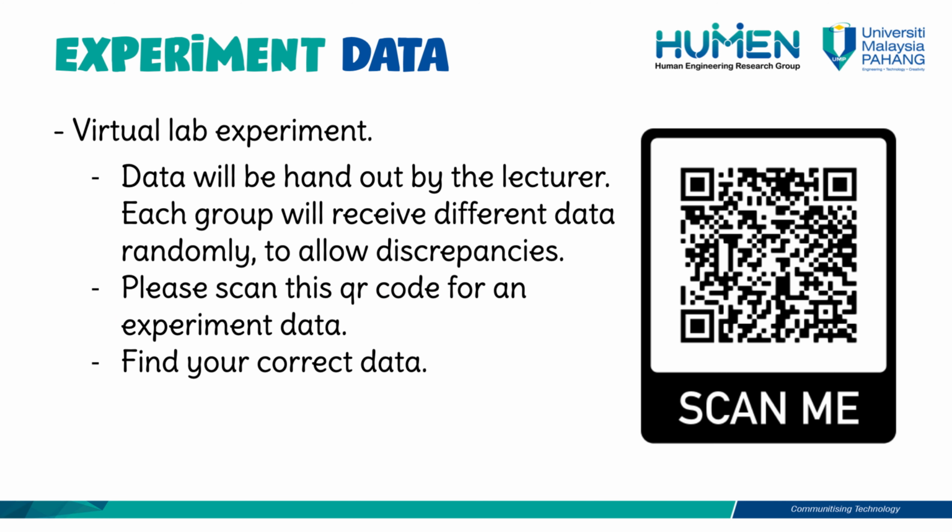This is a virtual lab experiment, so the data will be handed out by me, and each group will receive different data randomly, to allow discrepancies. So you can download the data from the column, or you can download through this QR code given in this slide. There are 6 different data, so choose your correct data, which is, if you are in the first experiment, choose G1. If you are in the second experiment, choose G2, and so on.